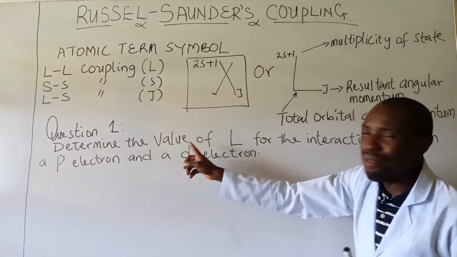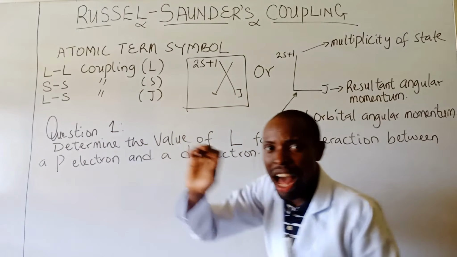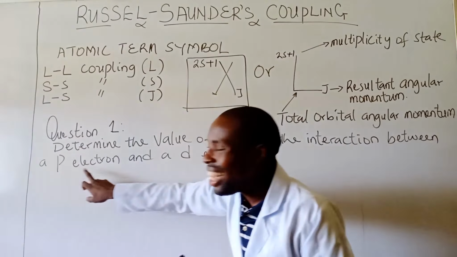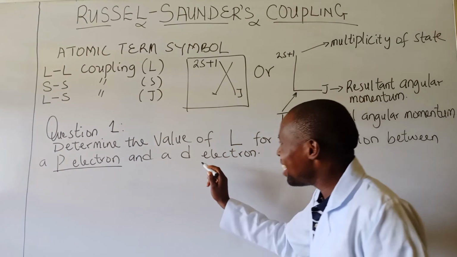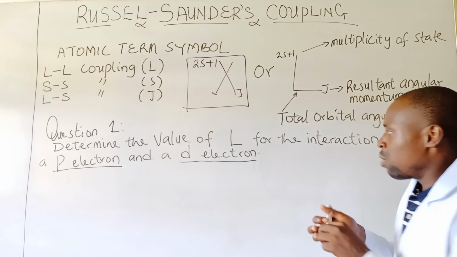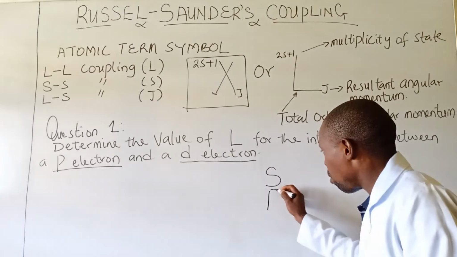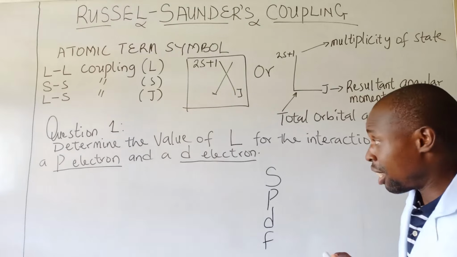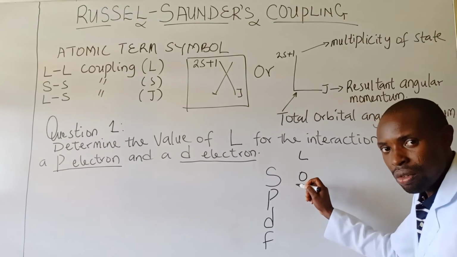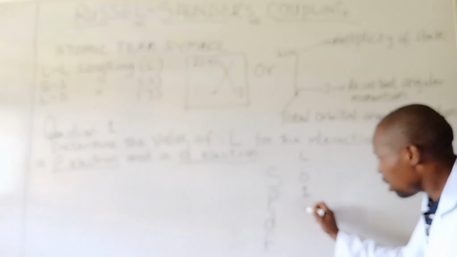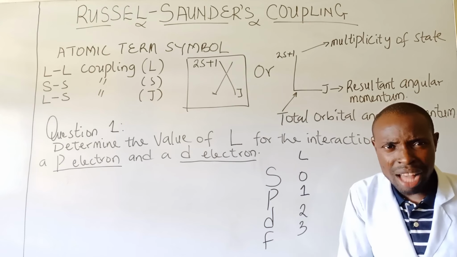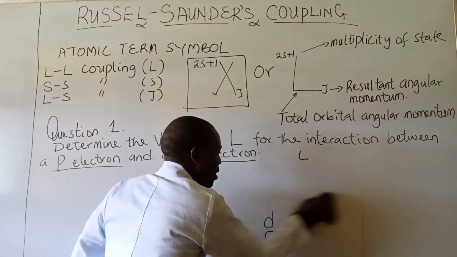The question says, determine the value of L, this Russell-Saunders interaction of L, for the interaction between a p electron, take note, a p electron and a d electron. Do not forget that under the orbital angular momentum, there is the s orbital, the p orbital, the d orbital, and the f orbital, in which the azimuthal quantum number for s is 0, for p is 1, for d is 2, and for f is 3. So that when we enter the question, you just follow suit and know that it is not difficult at all. We move swiftly to the calculation.